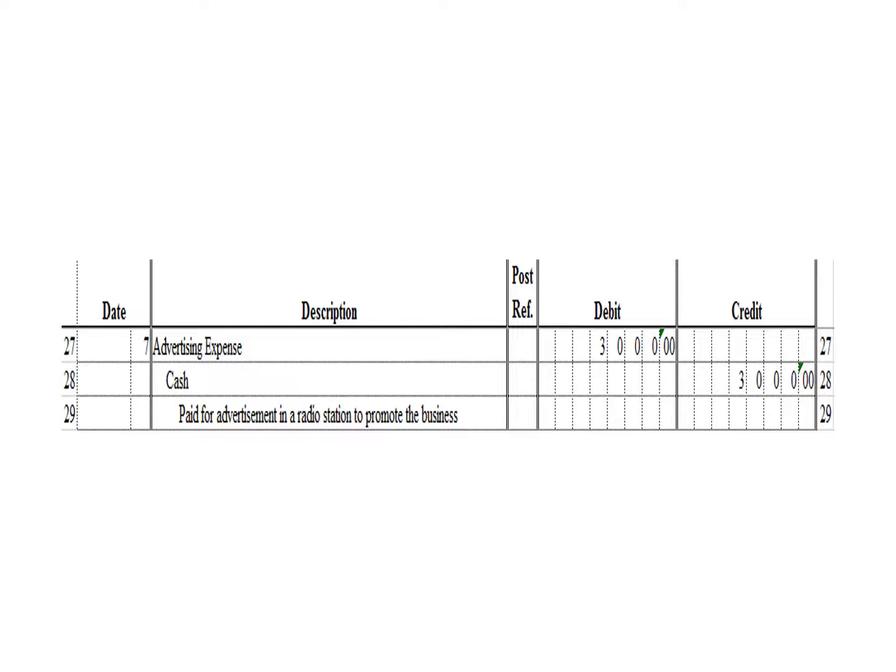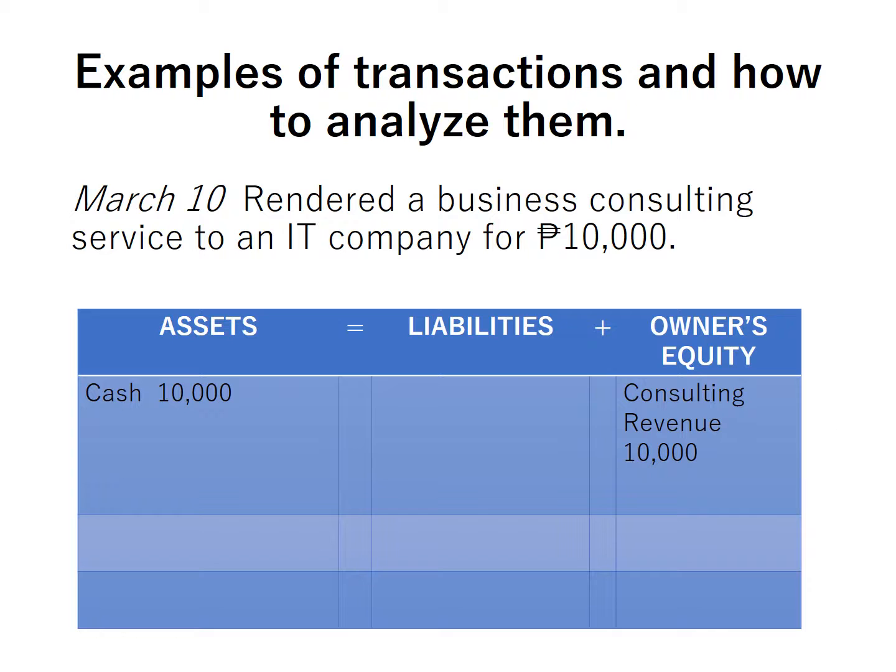To record the transaction, we write the date 7 for March 7, debit advertising expense 3,000 pesos, credit cash 3,000 pesos, then write the description, paid for advertisement in a radio station to promote the business.